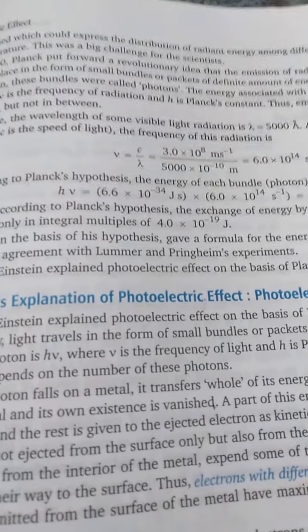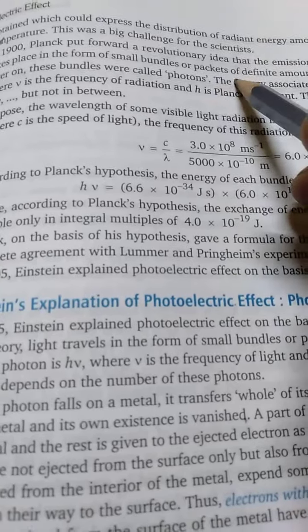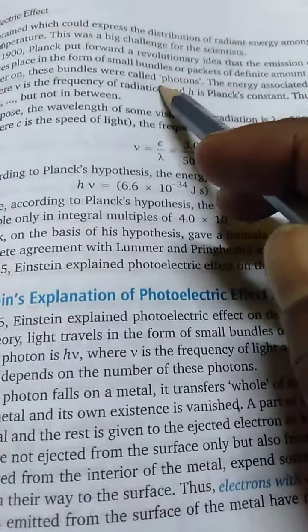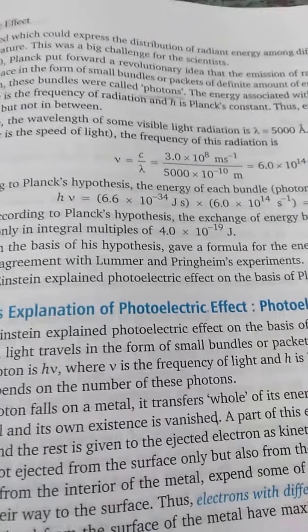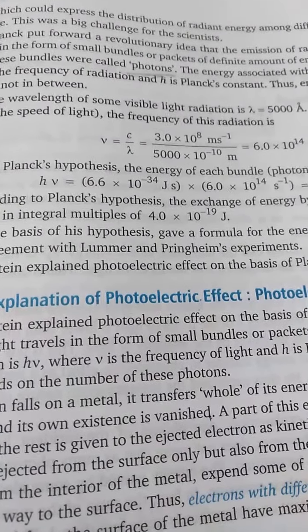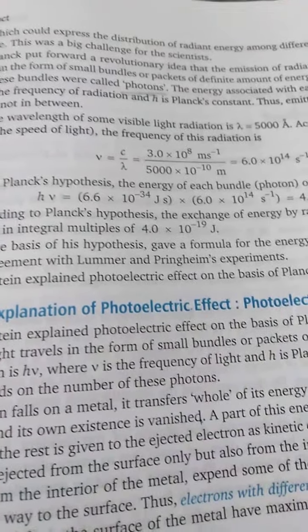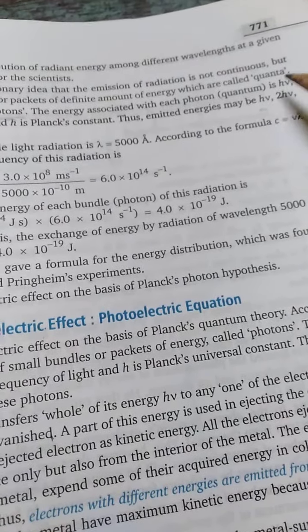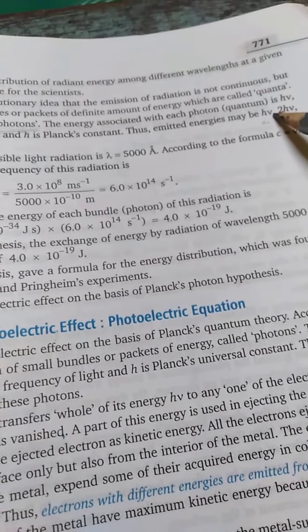He put forward a revolutionary theory which is called the quantum theory. He said that light is made up of small bundles or packets, and these packets were called photons. So light is made up of energy packets which have no rest mass. These photons don't have any mass, but they have energy. And the minimum energy of a photon is h nu. What is h? h is Planck's constant and nu is the frequency.